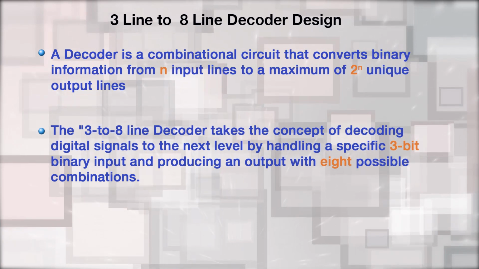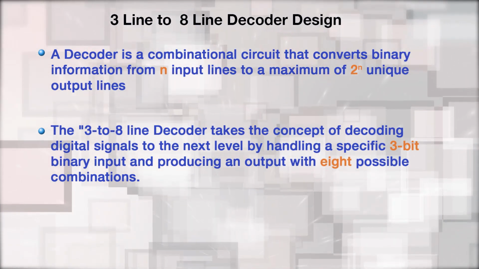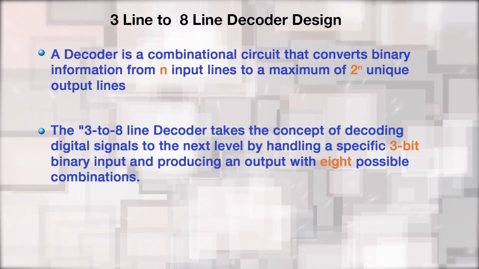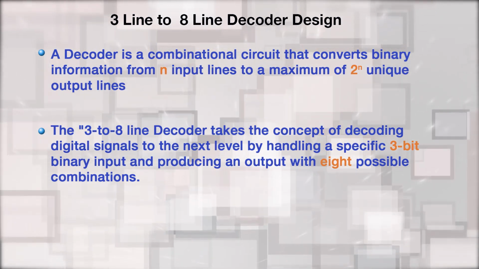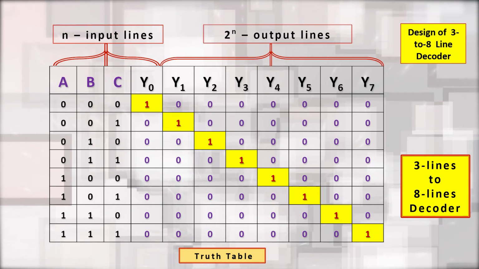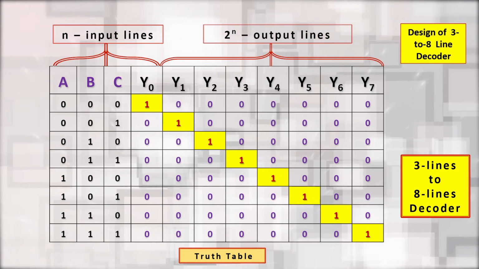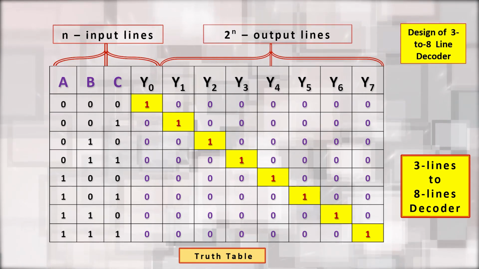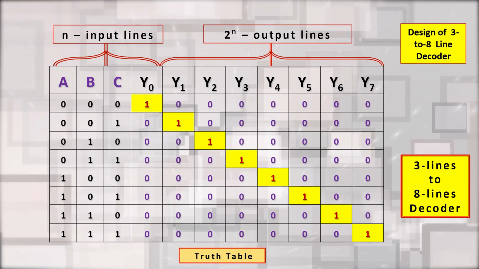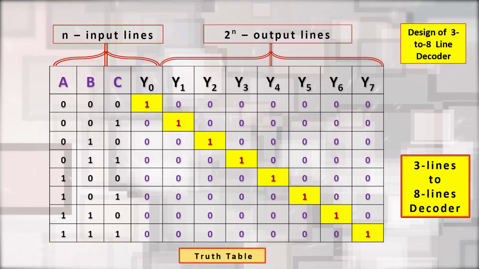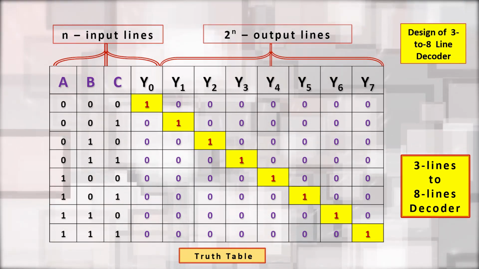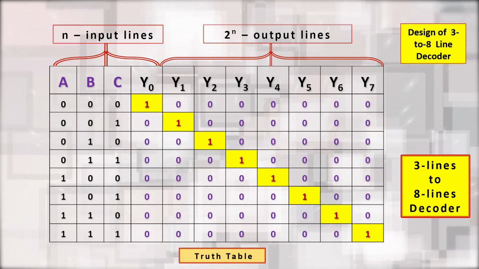The 3 to 8 line decoder takes the concept of decoding digital signal to the next level by handling a specific 3-bit binary input and producing an output with 8 possible combinations. Now, we will see the truth table for design of 3 to 8 line decoder. We will consider A, B, C are the 3 inputs, with A being the MSB and C being the LSB of the input lines, and Y0, Y1, Y2, Y3, Y4, Y5, Y6 and Y7 are the corresponding output lines.